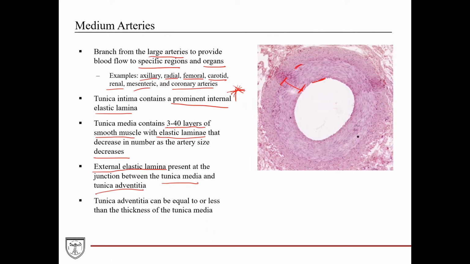And you can see that here. Here are those concentric layers of smooth muscle, and then right here you have that dense irregular connective tissue found in the adventitia. Now what's important here is that the thickness of the adventitia can be about equal or maybe a little less thick than the media, and that's characteristic of medium arteries. You can see that here. This layer is almost as thick as the media.